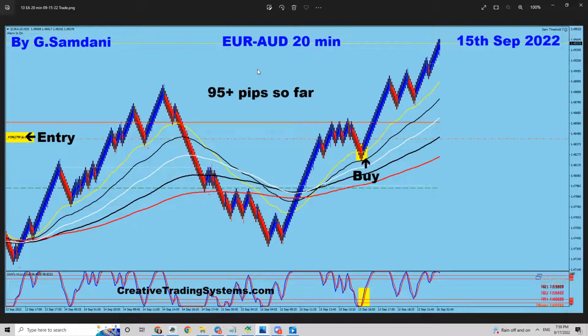Now here, again, the next day, the 15th, Aussie, Euro Aussie. Again, the first one was this one I just showed you, then a retracement, and then again, boom, to the upside. Every single trade is taken by the setup, nothing without the setup.